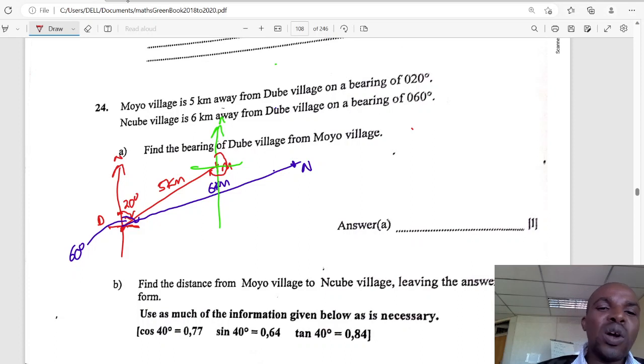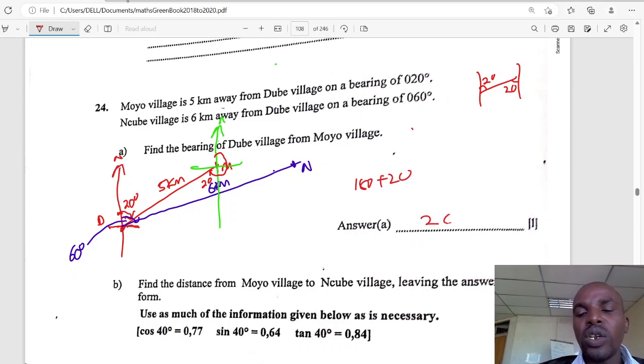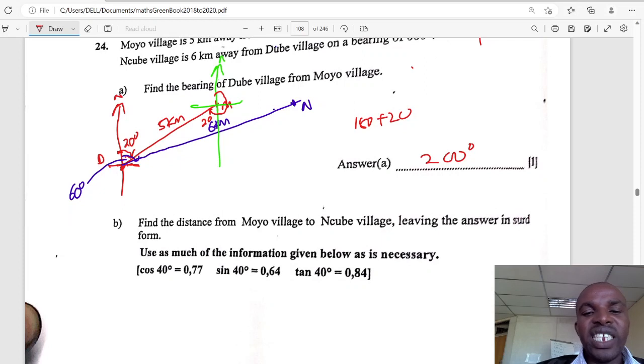So this angle is 180 plus this small angle here. And based on bearing, we can say Z angles, on straight lines, are the same. So you apply, this one is 20, so this angle must be 20. So this small angle must be 20. So the bearing is 180 plus 20, which is 200 degrees. Done.